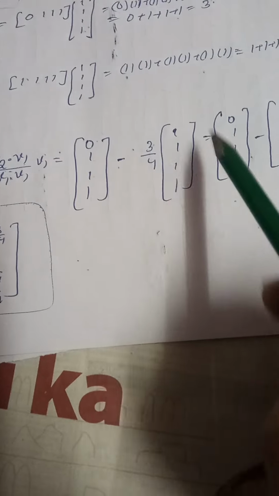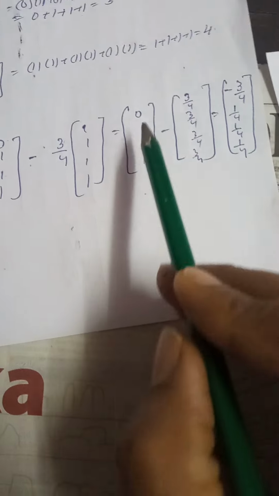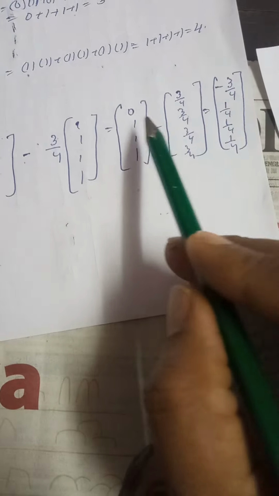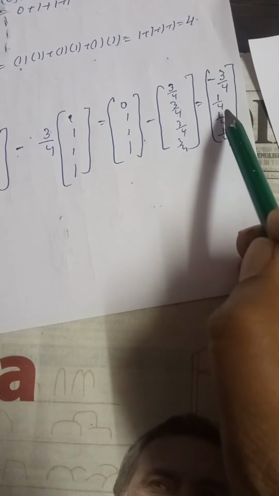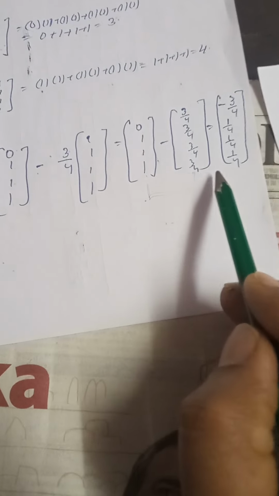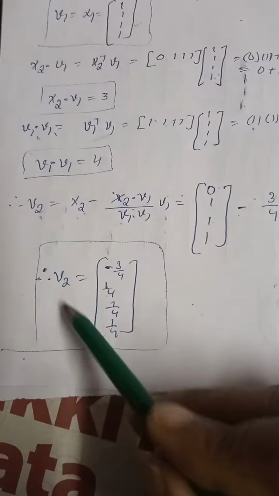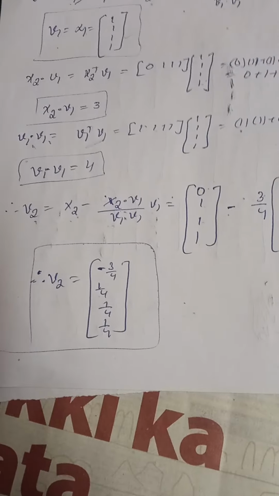Multiplying inside: 0 into 3 by 4 is 3 by 4, 1 into 3 by 4 is 3 by 4, 3 by 4, 3 by 4. Then 0 minus 3 by 4 is minus 3 by 4, 1 minus 3 by 4 is 1 by 4, 1 minus 3 by 4 is 1 by 4, 1 minus 3 by 4 is 1 by 4. This is nothing but subtraction of two matrices, right? Now V2 is equal to minus 3 by 4, 1 by 4, 1 by 4, 1 by 4.